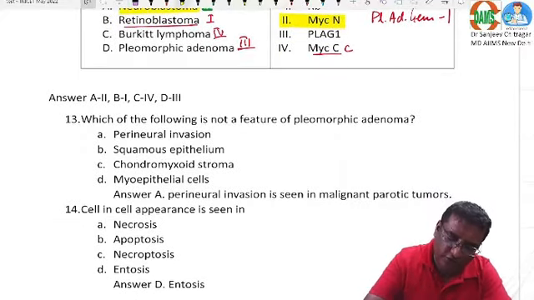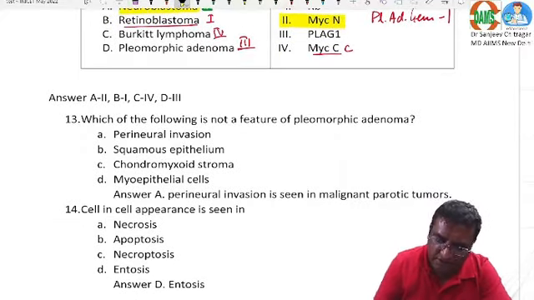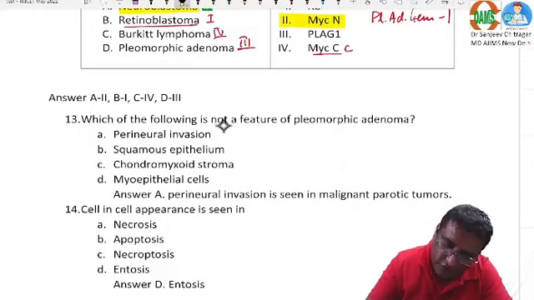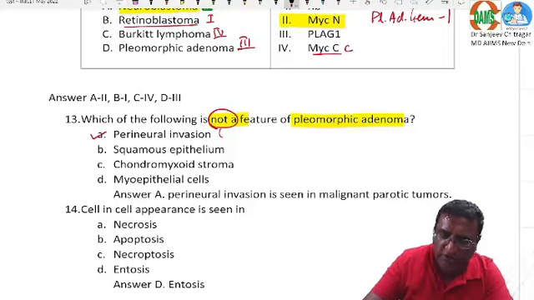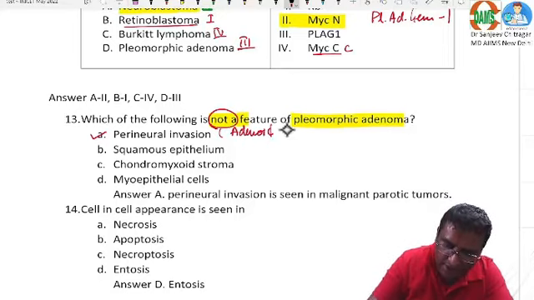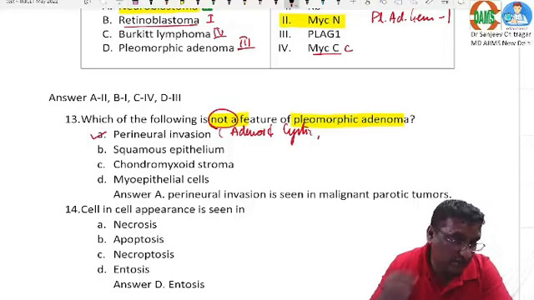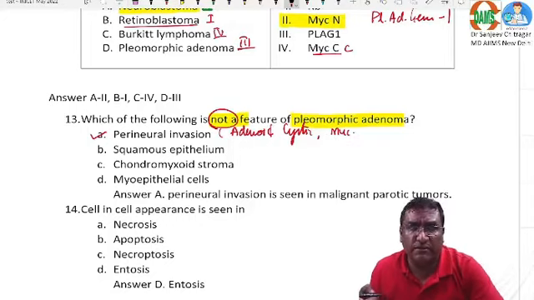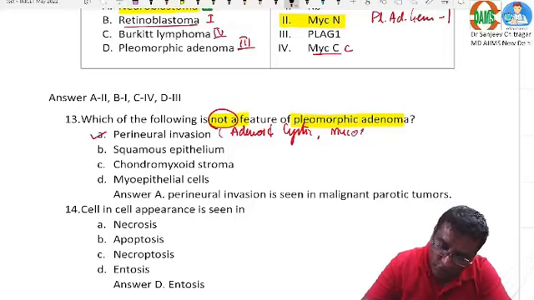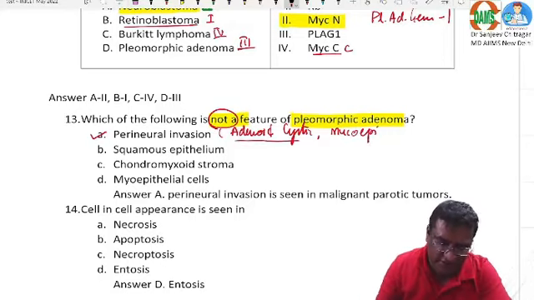One more question on pleomorphic adenoma, and I've seen this being answered wrongly also sometimes. Which of the following is not a feature of pleomorphic adenoma? So question asked specifically which is not, and answer is perineural invasion. Perineural invasion is a feature of adenoid cystic carcinoma. Very classically, adenoid cystic carcinoma. We discussed this in parotid gland and salivary glands. Invasion of nerves will be seen in malignant tumors, can be seen in mucoepidermoid, but classically in adenoid cystic carcinoma.